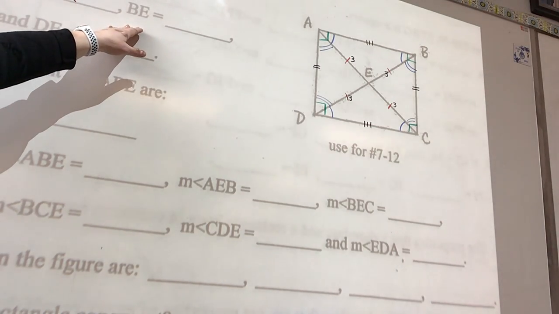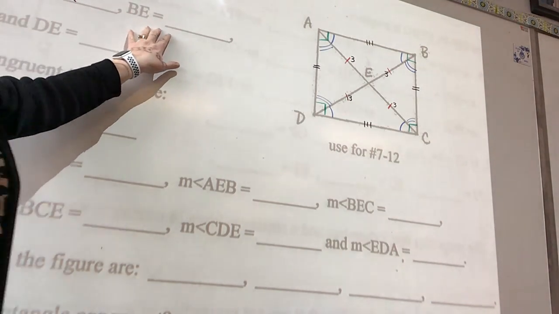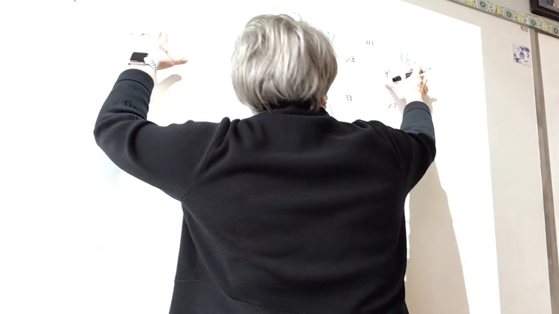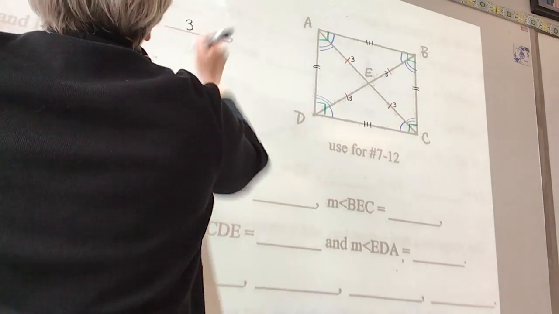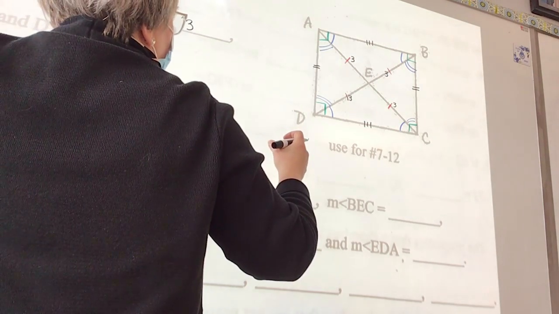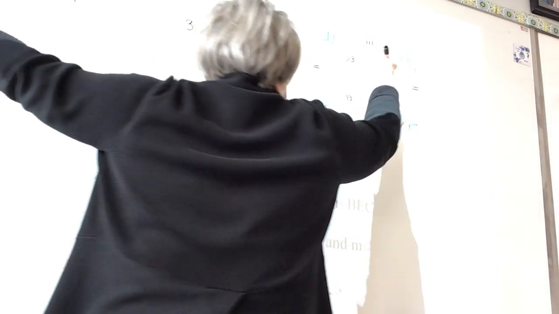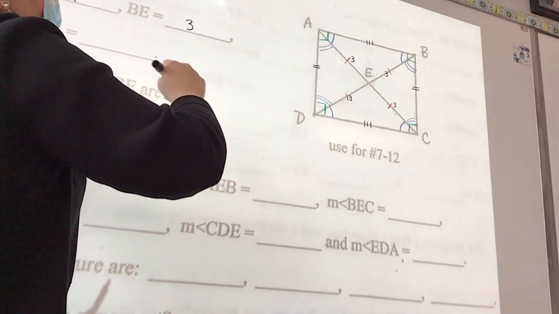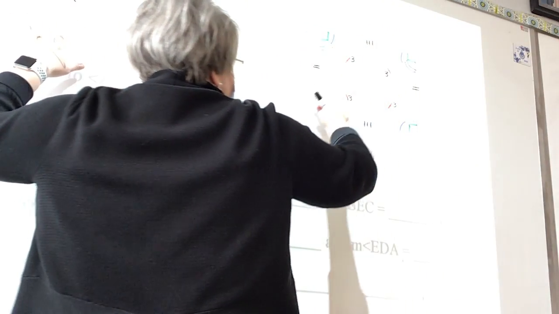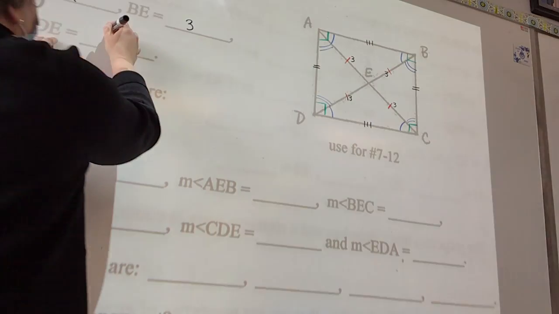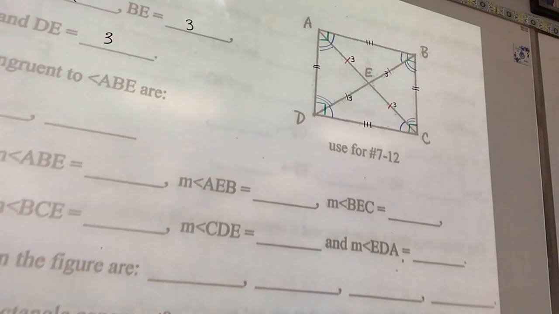That's really good. Okay, next question is just B to E. 3. The next question is just B to D. 6. Excellent. And the last little part is just D to E. 3. The diagonals are huge. How are you with the diagonals? Good. Do the pieces make sense that all four pieces are the same?